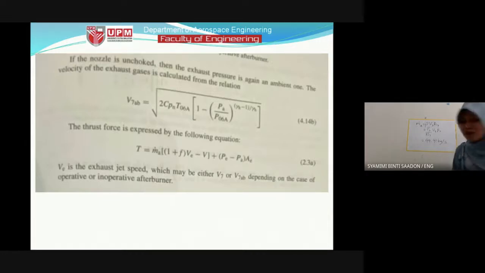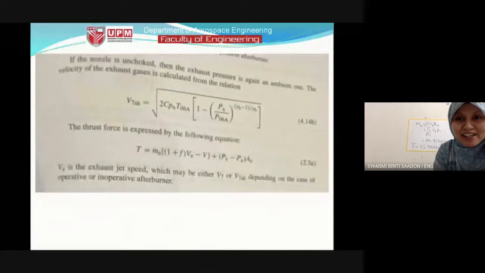So lastly, we can solve the thrust force using this equation. We just substitute all the values in here. So the thrust force is around 33.914 kilonewton. 33.9 or 34 kilonewton, 34,000 newton. So this is the thrust force value.